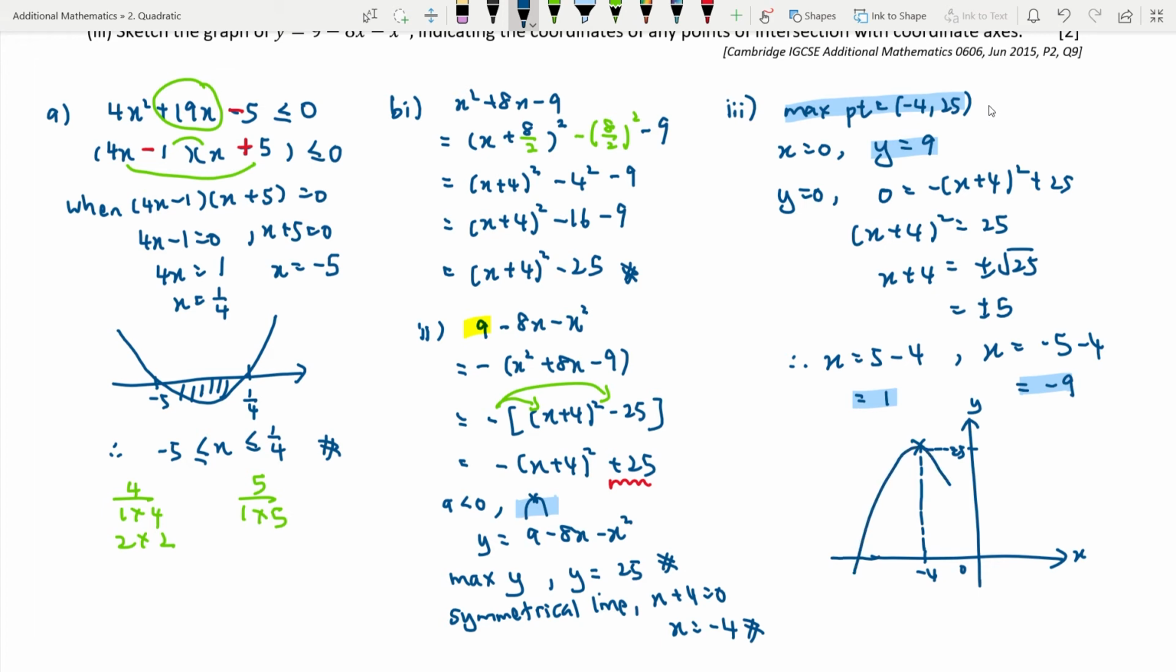The curve cuts the x-axis at -9 and 1. And it also cuts through the y-axis at 9.